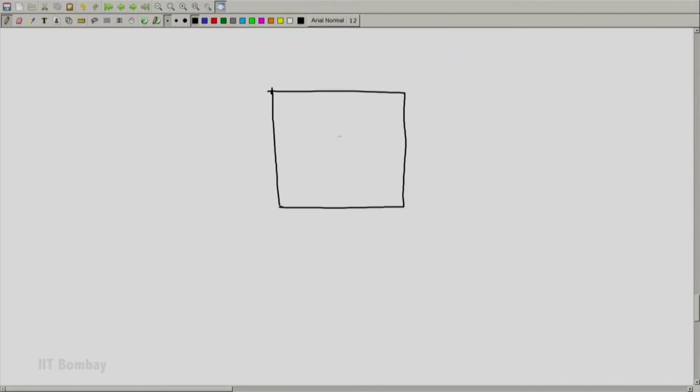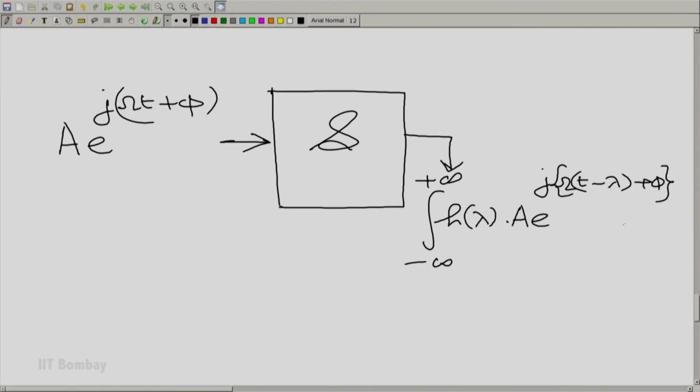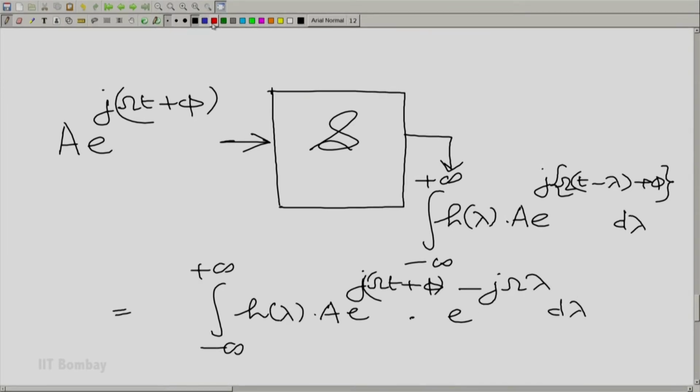Indeed, when we give just one phasor here, namely A e raised to the power j(omega t plus phi), the output is the integral from minus to plus infinity of h(lambda) A e raised to the power j(omega(t minus lambda) plus phi) d lambda, and this can easily be split as follows. So, we get an integral minus infinity to plus infinity h(lambda) A e raised to the power j(omega t plus phi) times e raised to the power minus j omega lambda.